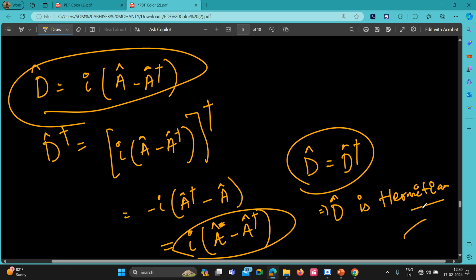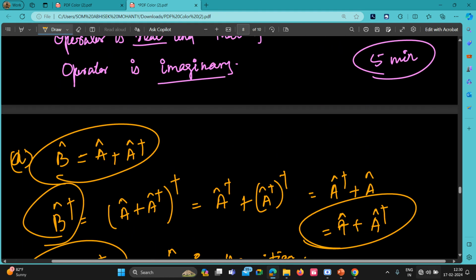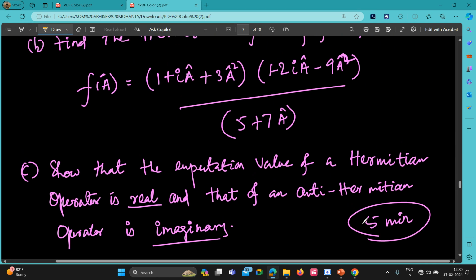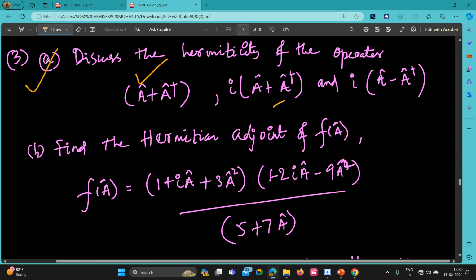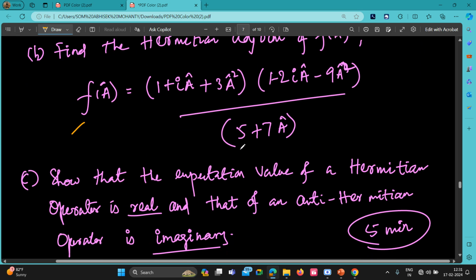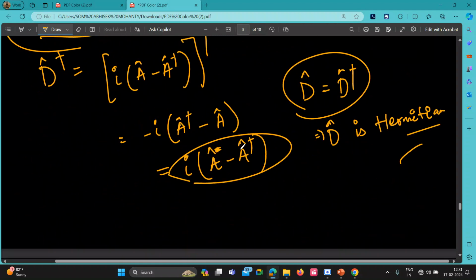What is the next question, question B? Find the Hermitian adjoint of f of A, where f of A is this much. We have to find the Hermitian adjoint. I mean, simply dagger we have to find, right? This is just a name. So let's write f of A first.